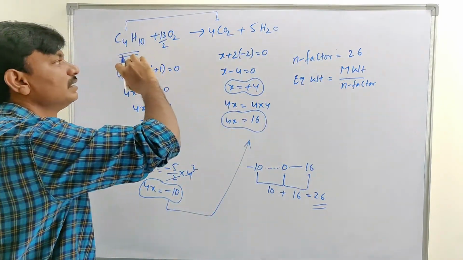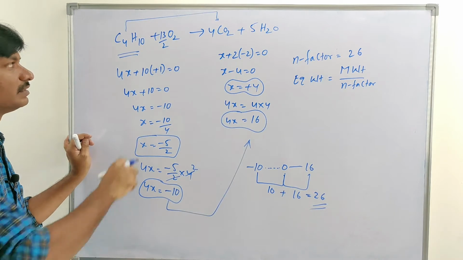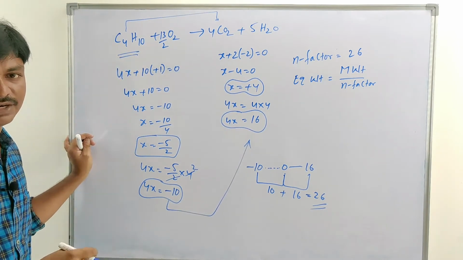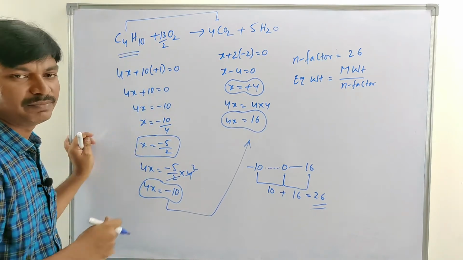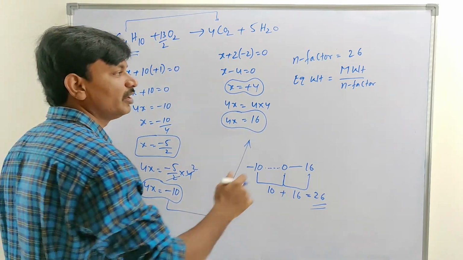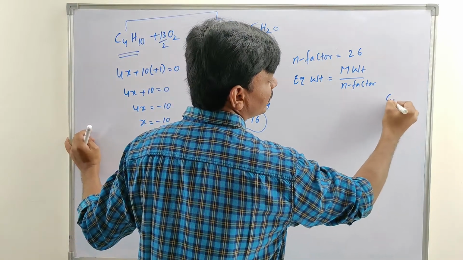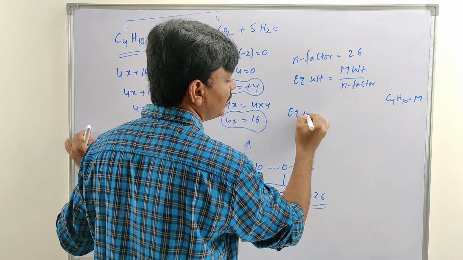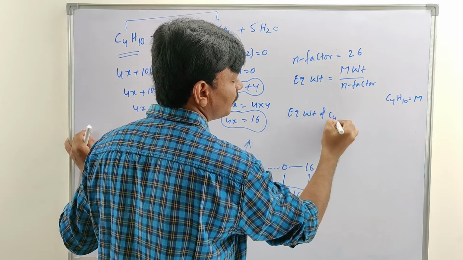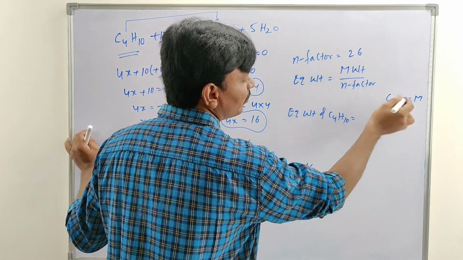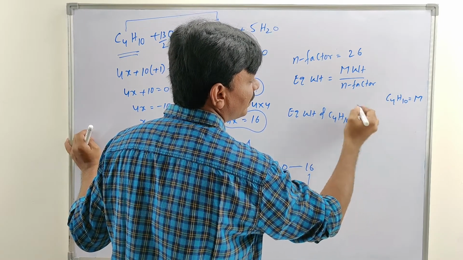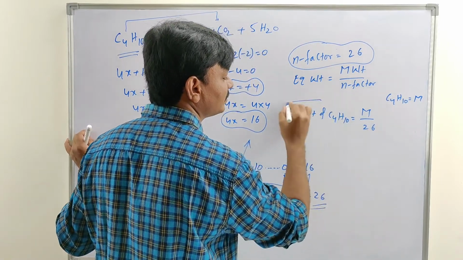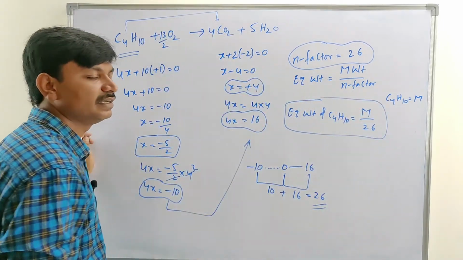Molecular weight means addition of atomic weights. That is 4 carbon atoms and 10 hydrogen atoms. Each carbon atomic weight will be 12, and hydrogen atomic weight will be 1. If the molecular weight of C4H10 is capital M, then equivalent weight of C4H10 equals molecular weight M divided by the n factor value of C4H10, which is 26. That is the equivalent weight of C4H10 in the given equation.